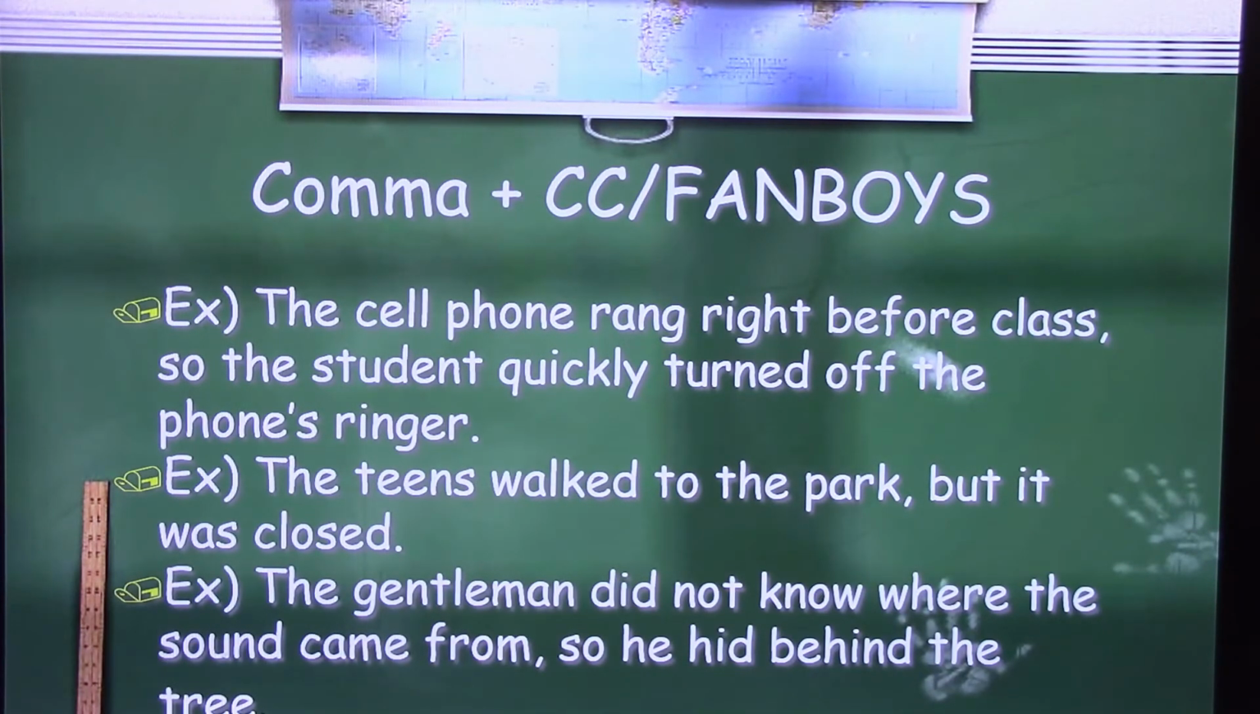The gentleman did not know where the sound came from, so he hid behind the tree. You see, the gentleman did not know where the sound came from. Then we put a comma, then we join with so. Then we say, he hid behind the tree. Now we combined the two clauses.